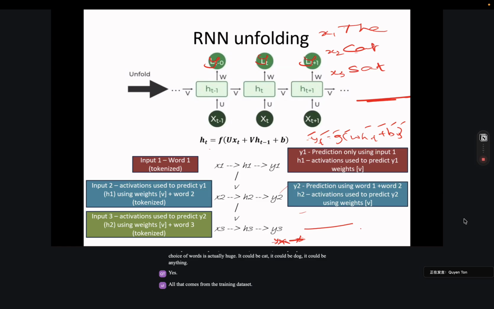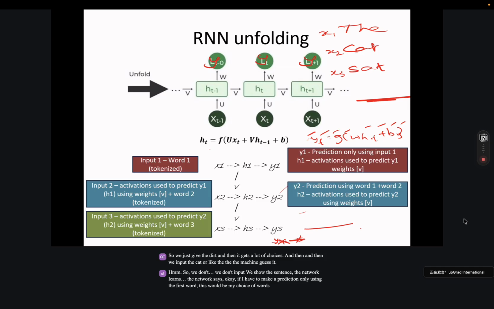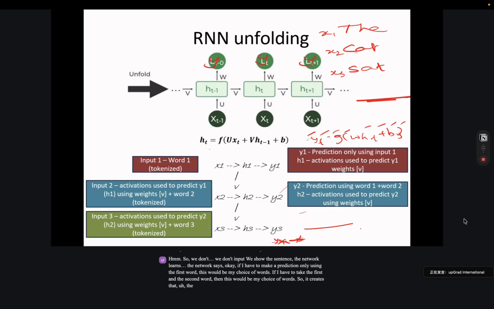So we just give the and then it gets a lot of choices, and then we input the cat. So the machine gets it. We don't input, we show the sentence. The network learns. The network says, okay, if I have to make a prediction only using the first word, this would be my choice of words. If I have to take the first and the second word, then this would be my choice of words. So it creates the probability distribution for every word after that.